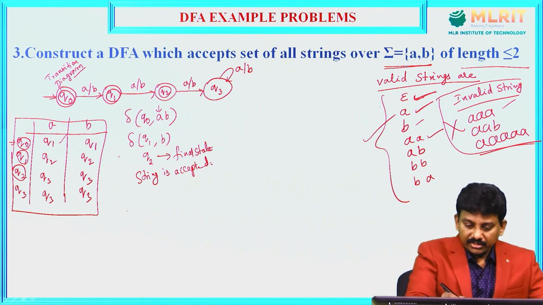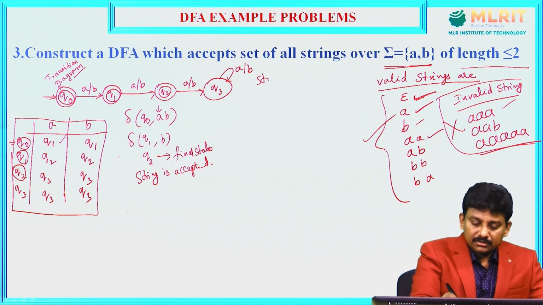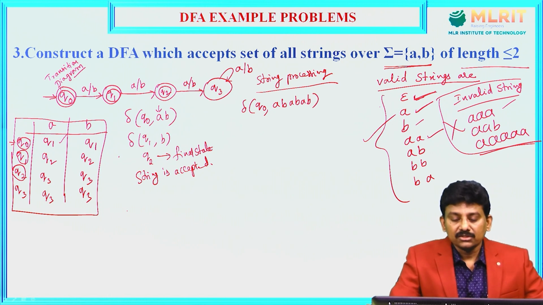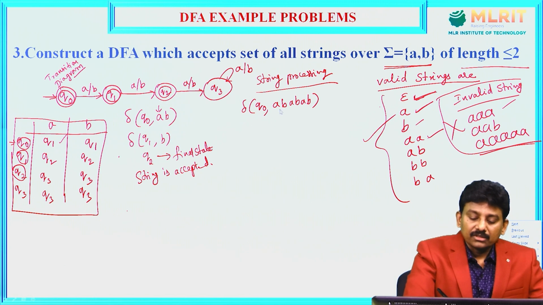Next, I will take an invalid string example. String processing. Delta function, initial state is Q0. Take an invalid string, any string with length greater than 2, for example ABABAB. Here the length is greater than 2, so the string should not be accepted. Delta Q0 on A, that is Q0 on A going to Q1. Remaining input is BABAB.